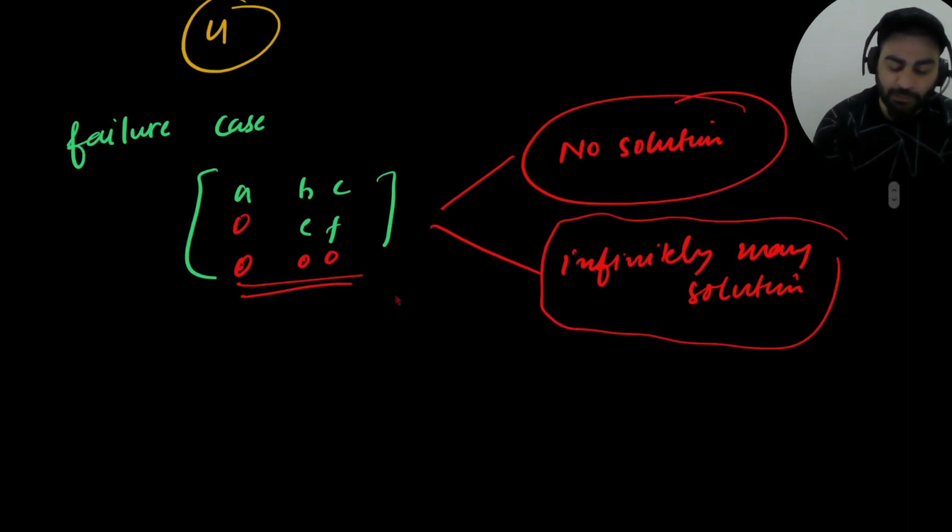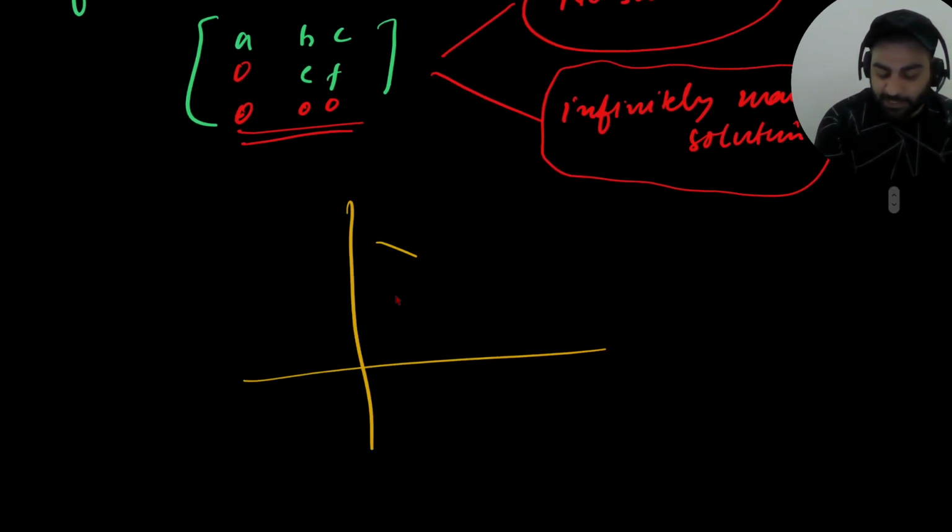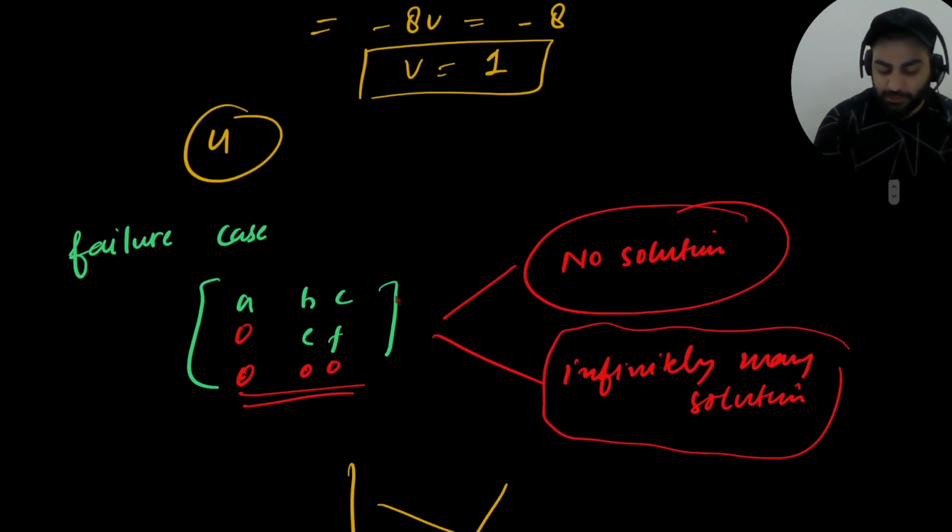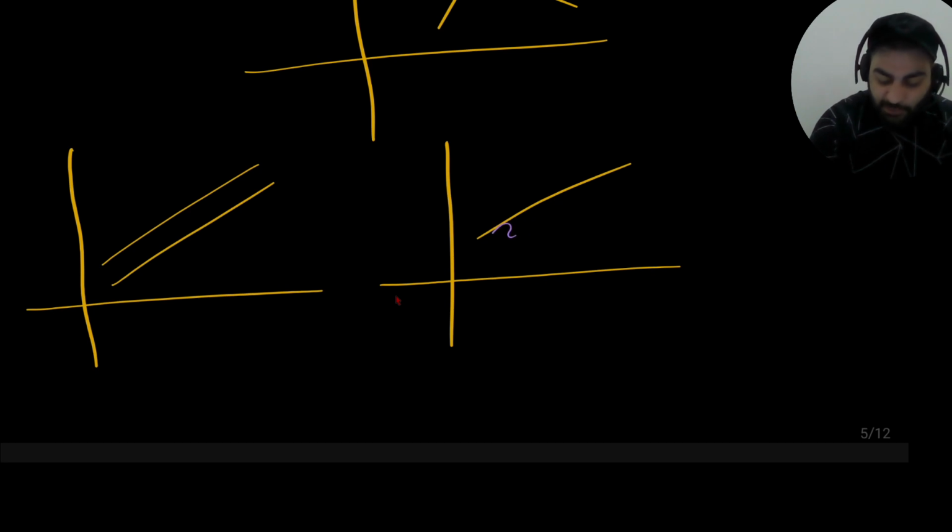If you remember the picture, for example here, if the lines were like this, there will be one solution over here. If the lines are like this, there will be no solution. Basically they are parallel lines, they are not meeting anywhere. Okay, these are the parallel lines. If the lines are like this, one line is this and the second line is on top of the first line, so there will be infinitely many solutions. These are the three cases basically.